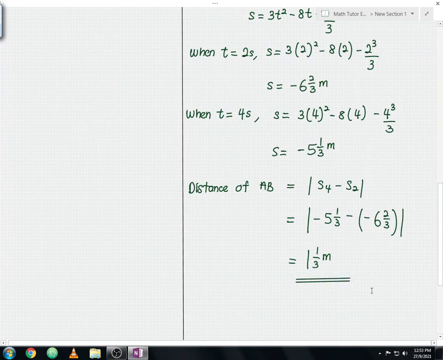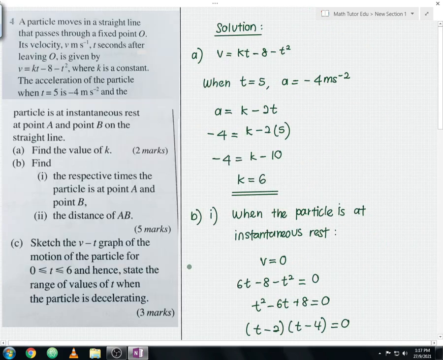Okay, so from here let us proceed our discussion for the question part C, where we need to sketch the velocity time graph of the motion of the particle for 0 ≤ t ≤ 6, and hence state the range of values of t when the particle is decelerating.